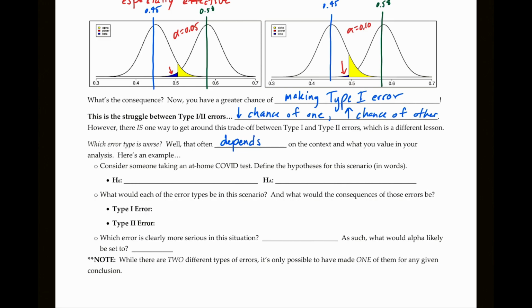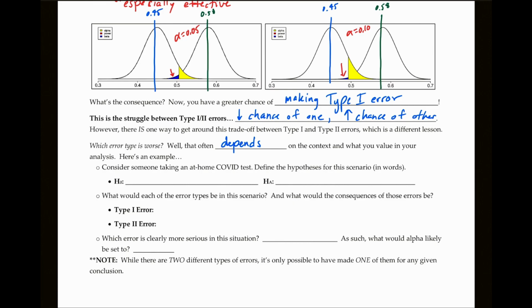on the context. So let's look at a context and see if we can determine whether there is one that is worse. I'm going to leave this one up to you after we set this up here. So let's consider a very common thing right now. Take an at-home COVID test, okay? Let's define the hypotheses first. We'll just do it in words. We're not going to worry about symbols and stuff like that. So when you take a COVID test, what is the null hypothesis and what's the alternative? Think about that for a moment.